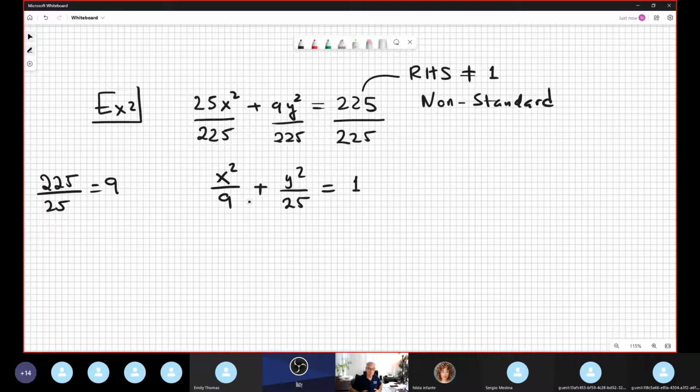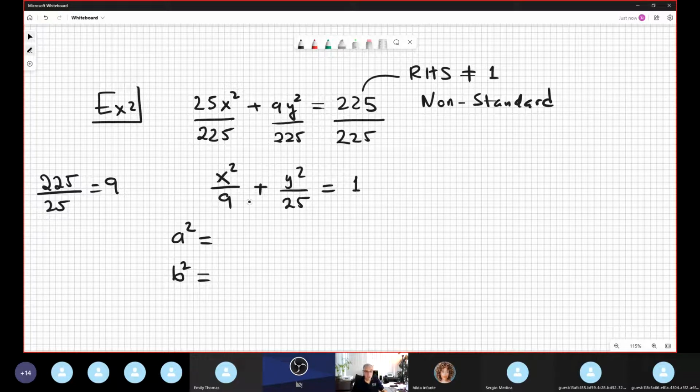Do you see the operation? We are doing this every day. The right-hand side must be 1 to start the analysis. So, who is a squared and who is b squared? Who can help me? How do we select a squared and b squared?